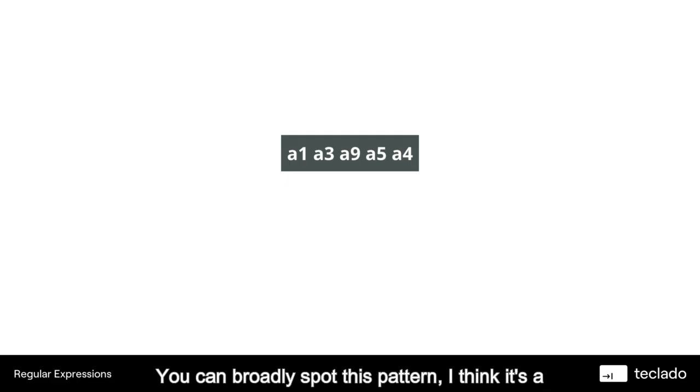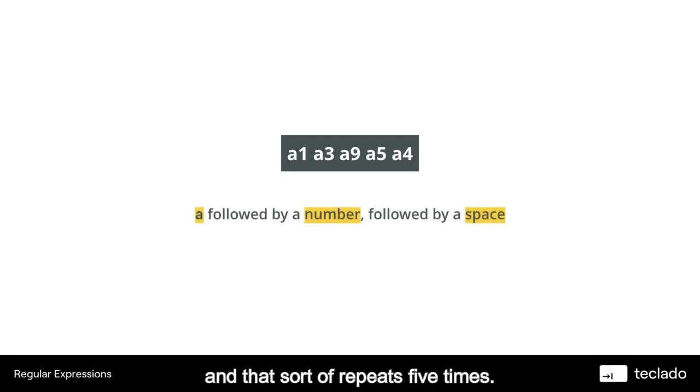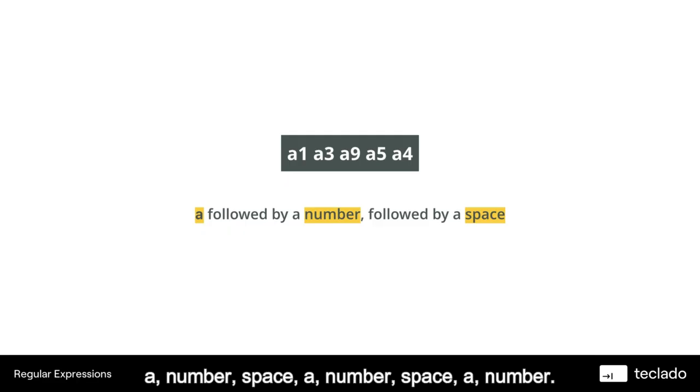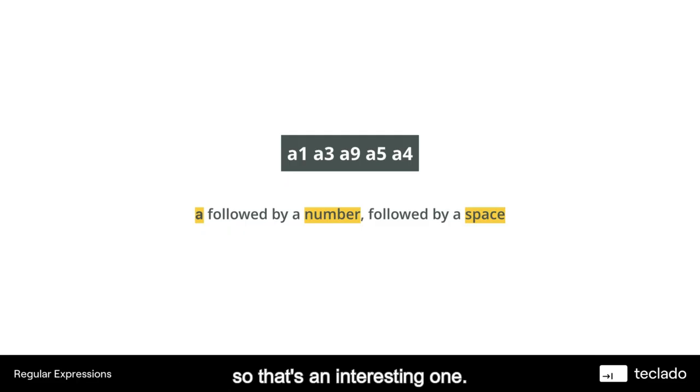Here's some text. And as you can see in this text, there are some patterns. You can probably spot this pattern. I think it's a reasonably straightforward pattern. You can see an A followed by a number, followed by a space, and that sort of repeats 5 times. You've got A number space, A number space, A number space, A number space, A number. Notice how there's no space at the end, so that's an interesting one.